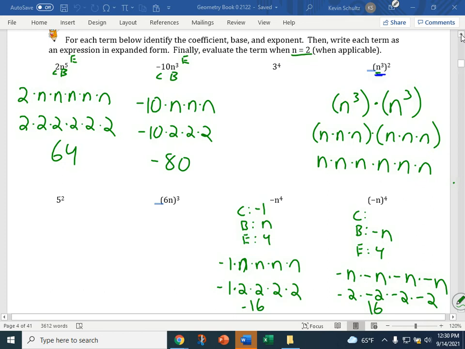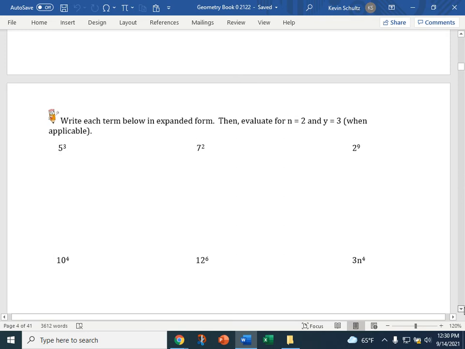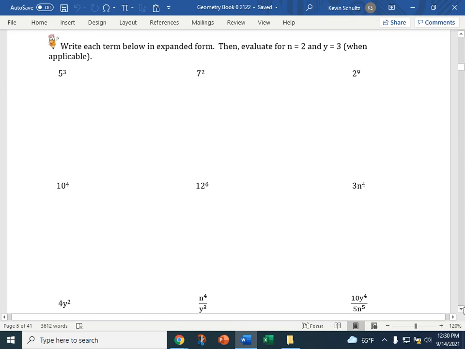Anything else? Okay, moving on to the next page. More stuff with expanded form. This time you don't have to identify the coefficient, the base, or the power. This time you're writing it in expanded form and then evaluating for when n is 2 and when y is 3, when that applies.